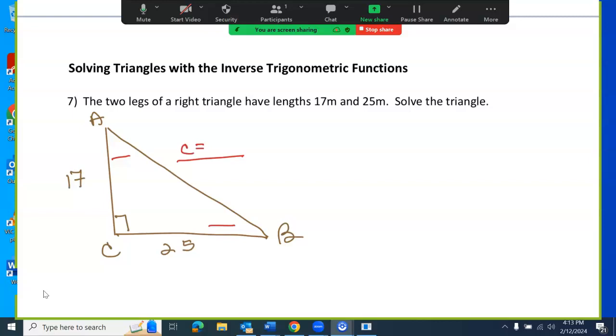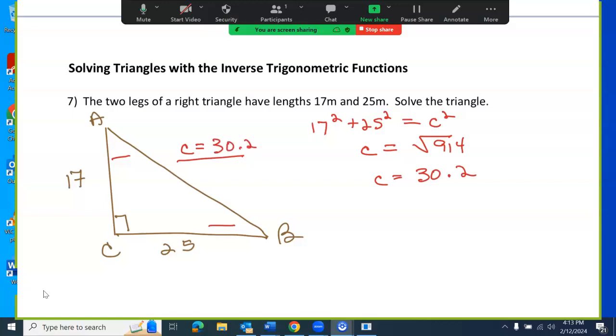To get little side c, I'm going to do the Pythagorean theorem. 17 squared plus 25 squared equals c squared. I'm going to end up getting c is radical 914, and let's get a decimal for that. In my calculator, I say second radical 914, and I'm getting c is 30.2. Okay, so now I want to work on getting my angles.